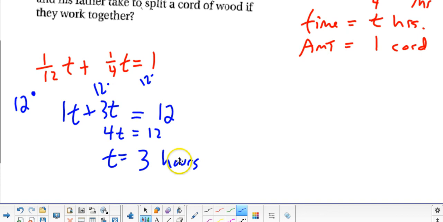So again, we've got multiple people or things working together. We're going to add their rate times time together to equal a total amount that needs to get accomplished. And that's how we're going to go ahead and solve these problems.